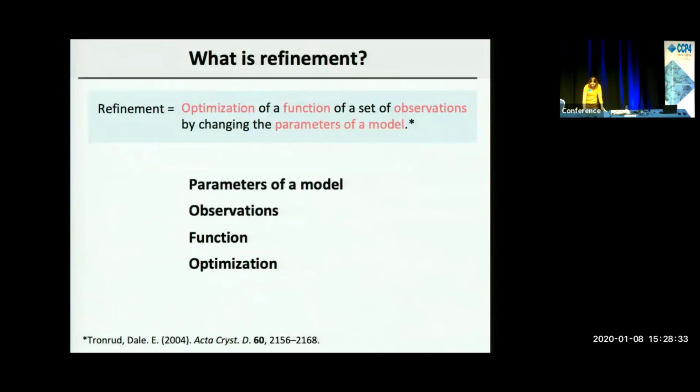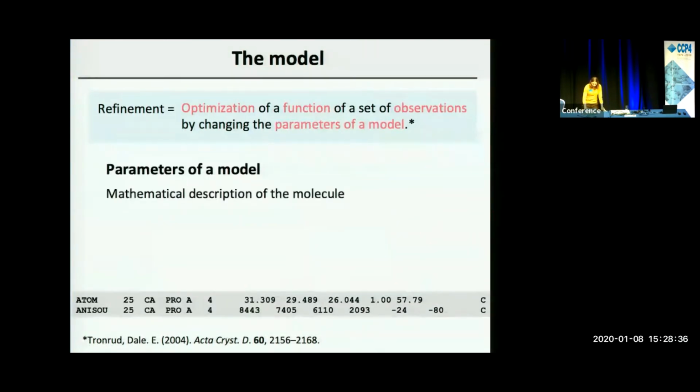So let's start with the parameters of the model. The model is a mathematical description of the molecule, which we use to perform our experiment. And the molecule is composed of atoms. So the first set of parameters we can look at are the atomic parameters. Here is an illustration. At the bottom here, we have a PDB string. That's 2 lines from a model file, which show the properties of the C alpha atom in a proline residue in chain A, residue number 4.